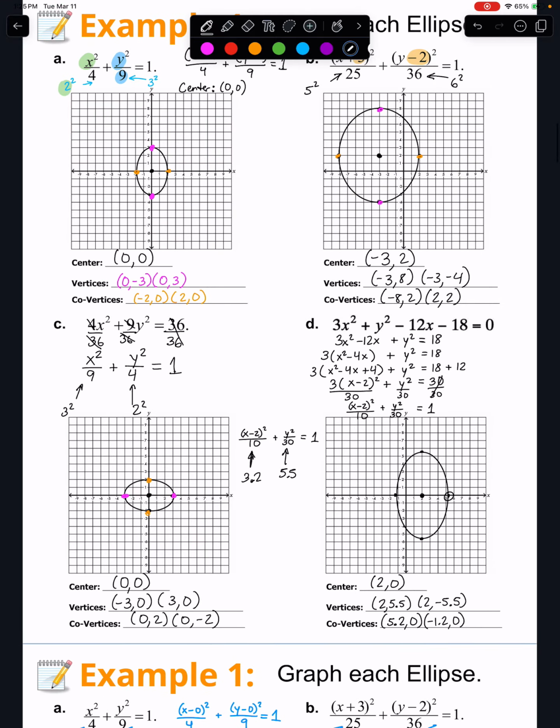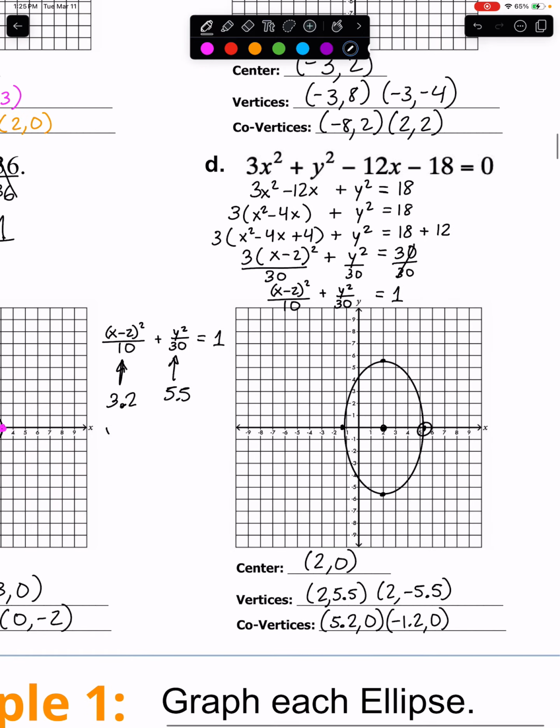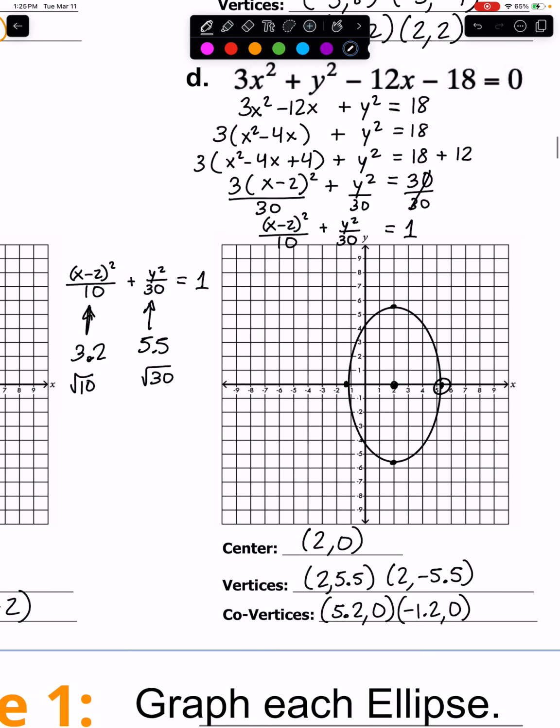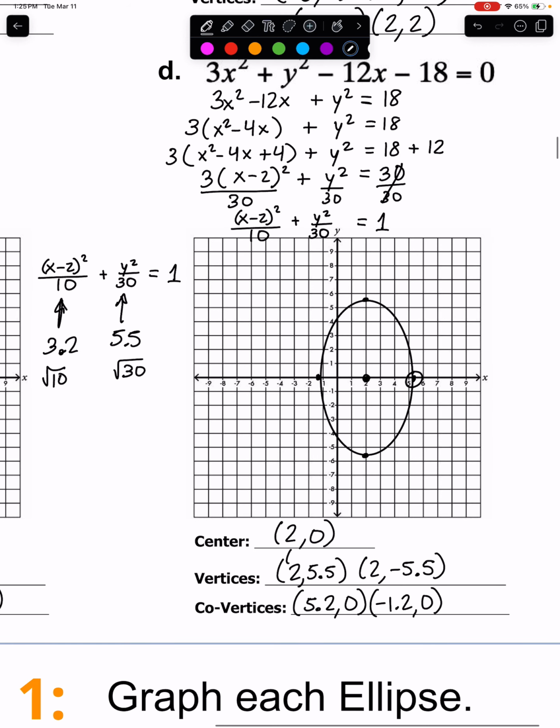Okay, this one's done. You can also, if you want, write this using square root 10 and square root 30. So the other way we would write this would be 2 comma, and then instead of saying 5.5, it would actually be 2 plus square root 30, and 2 minus square root 30. So if that's easier, you're welcome to do that.